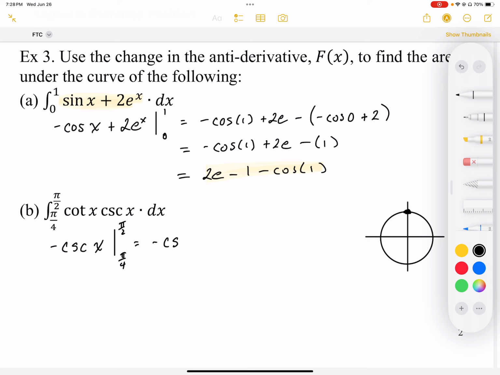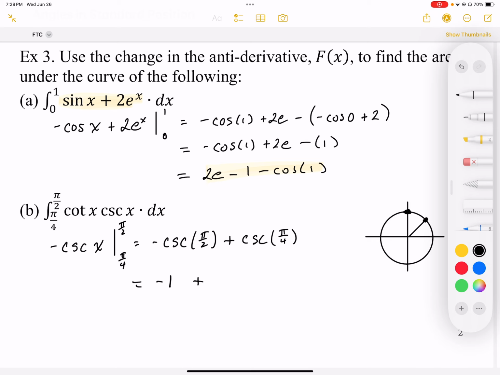Plugging these in, we get negative cosecant of pi over 2 minus negative, so plus cosecant of pi over 4. Okay, the cosecant of pi over 2, well, we can think of it as a sine function. Sine of pi over 2 is 1, so the reciprocal of 1 is 1. So we end up with negative 1 plus pi over 4 is going to be 45 degrees, so it's going to be here.